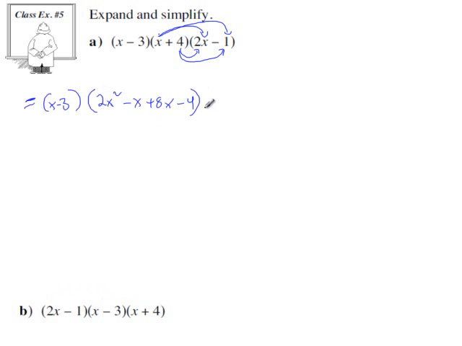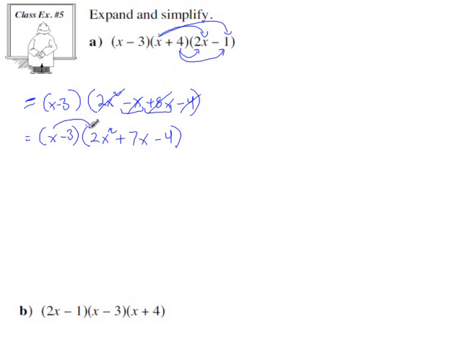Okay, now before I multiply this out, it's probably easiest if I simplify inside the second bracket. So x minus 3 is still there, and then combining like terms, we have 2x squared. X terms are negative x and positive 8x, so negative x plus 8x is positive 7x, and then you have a negative 4. Okay, now I can expand these brackets.